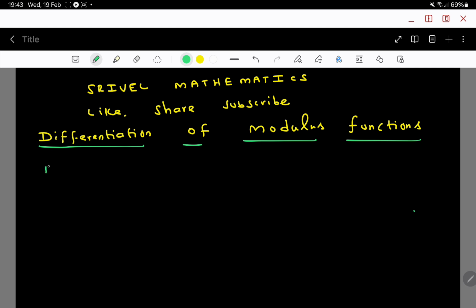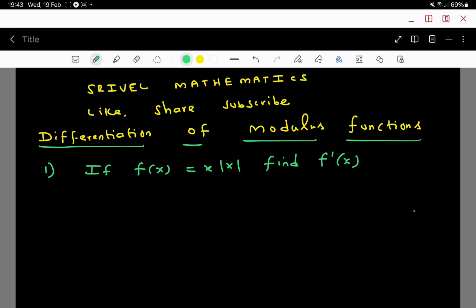First question, if f of x equal to x times mod of x, find f dash of x, that is differentiate the function f of x.